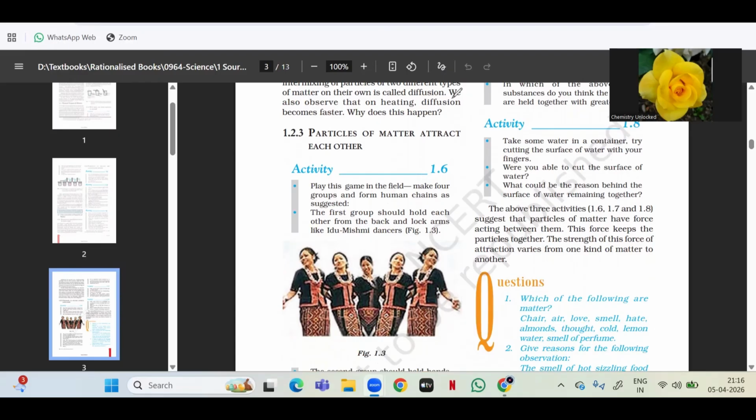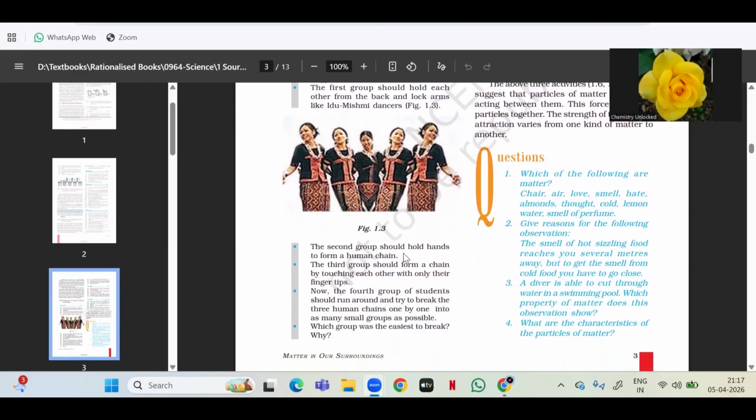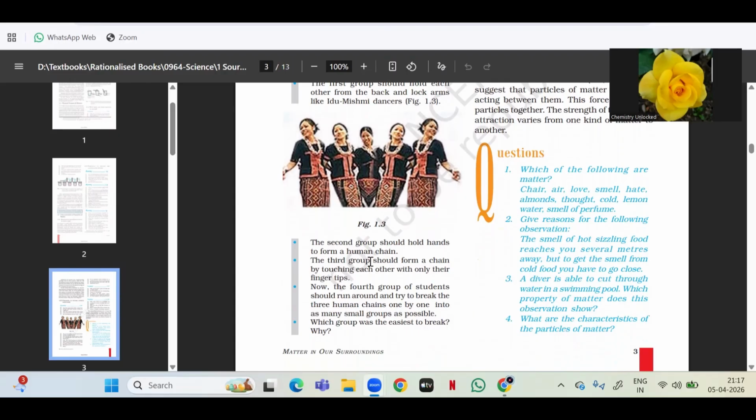Now in the class you can make 4 groups, like play this game, and ask children to make 4 groups. In the first group, they should hold each other from the back, as in a dance in one of the states, and lock their arms. Okay, this is the first group. The second group should hold hands and form a human chain. The third group should form a chain by touching each other with their fingertips.